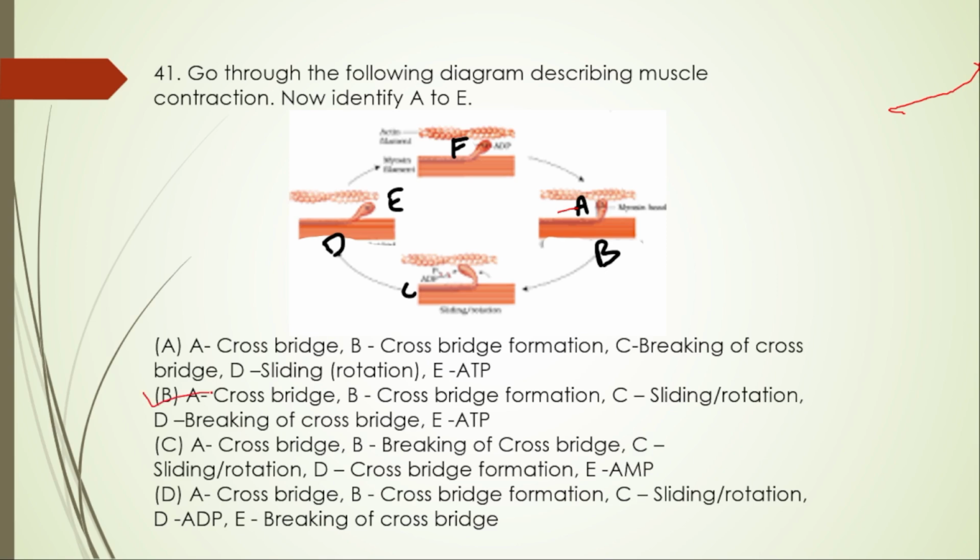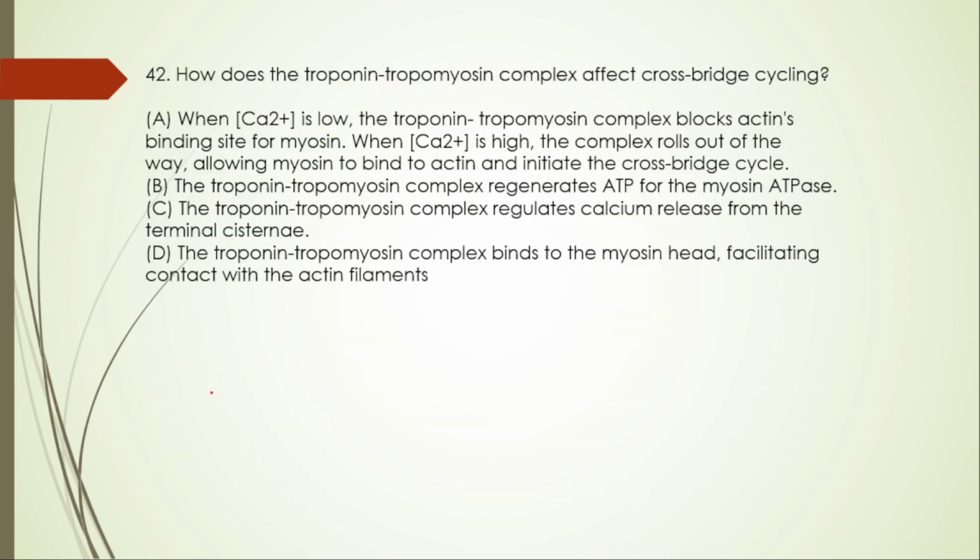So the right option is option B. 41st, option B is right. Next, 42. How does the troponin-tropomyosin complex affect cross bridge cycling? Affects what? Cross bridge cycling.